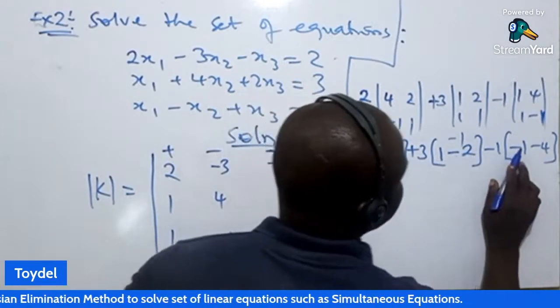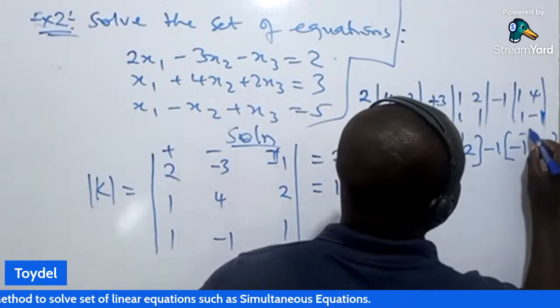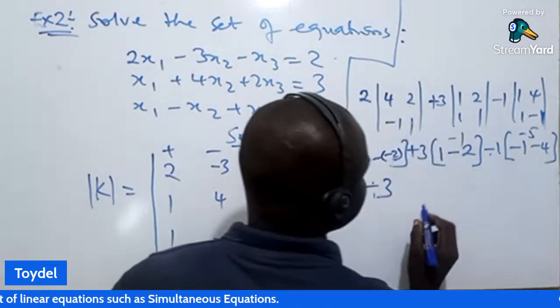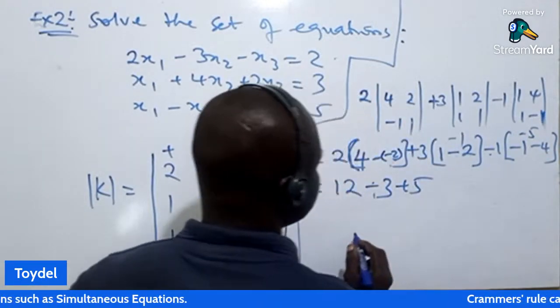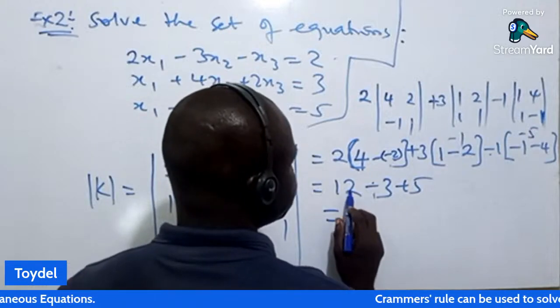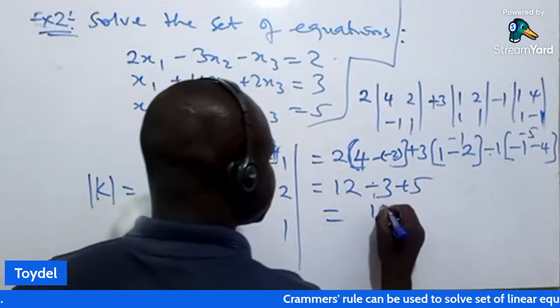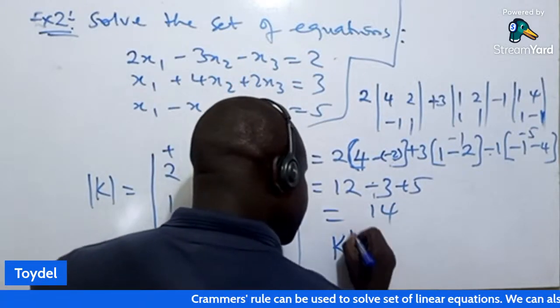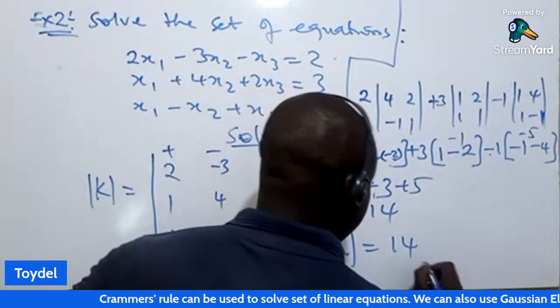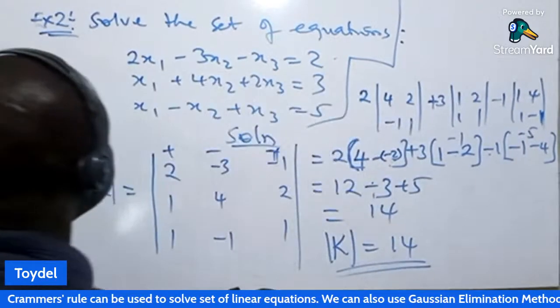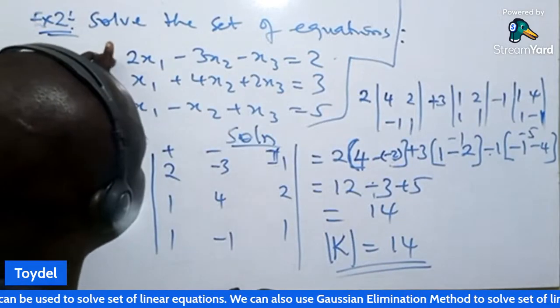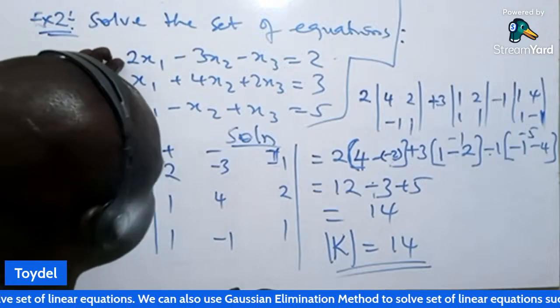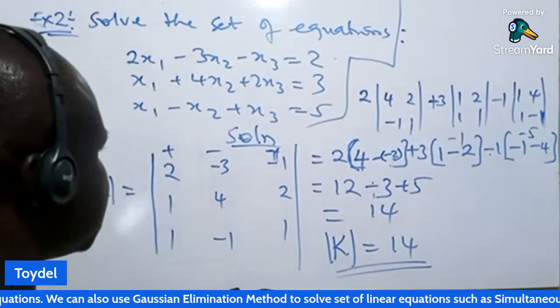Then here I'm going to have minus times -1 minus 4, that's -5. Minus times minus is plus, so I'm going to get +5 here. So from here now, 12 plus 5 is 17, minus 3, that's 14. So the determinant of k is equal to 14. So we have got the determinant of the coefficients of the variables, which is equal to 14.